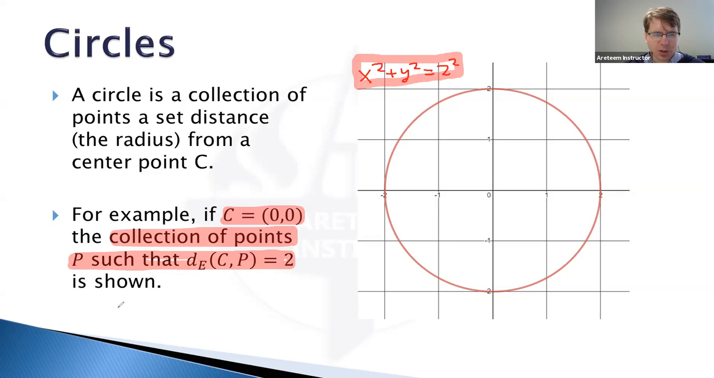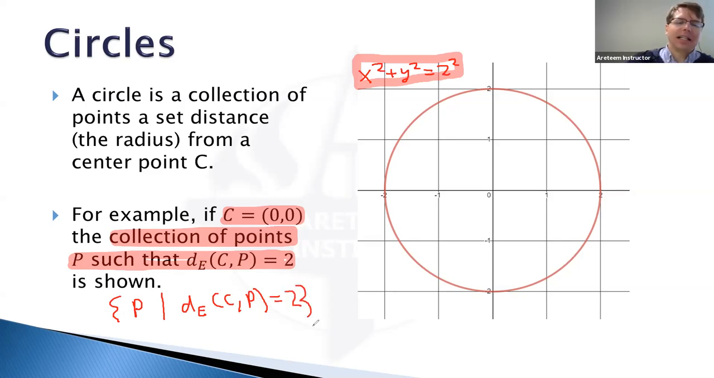Sometimes you could write this out in terms of sets. So this is all the points P such that the distance between C and P is 2. We're looking at the collection of all points such that the distance between (0, 0) and P is equal to 2. So that gives us our circle here. You can think of your compass being drawn, giving you, after you spin it around, this definition of a circle. So everybody kind of clear with our distance definition of a circle?